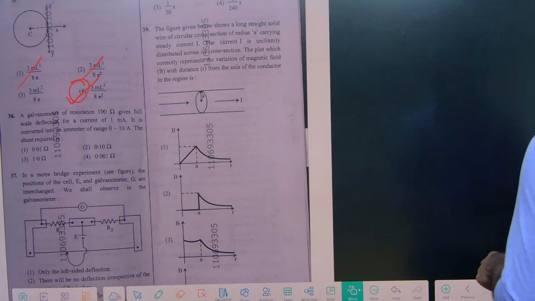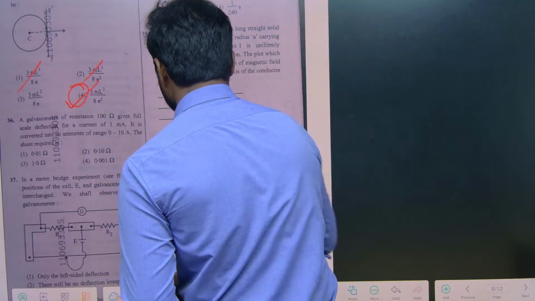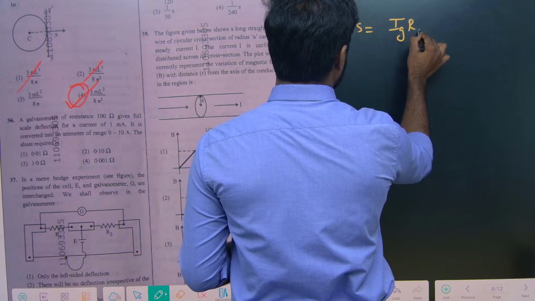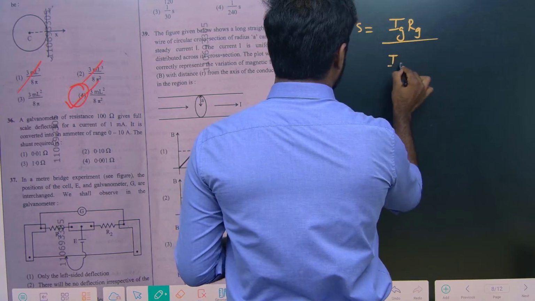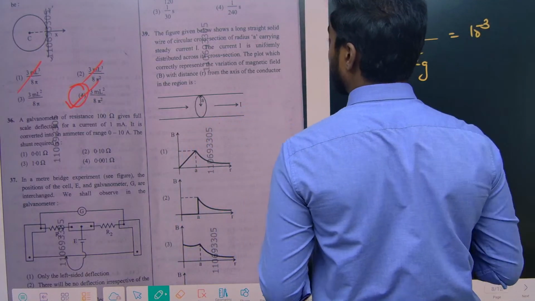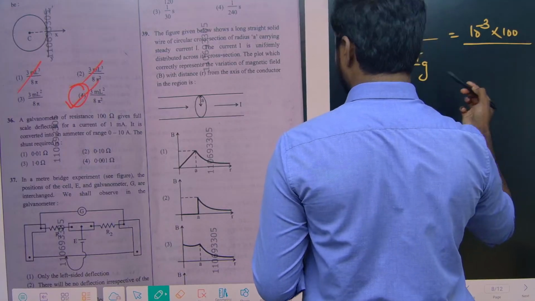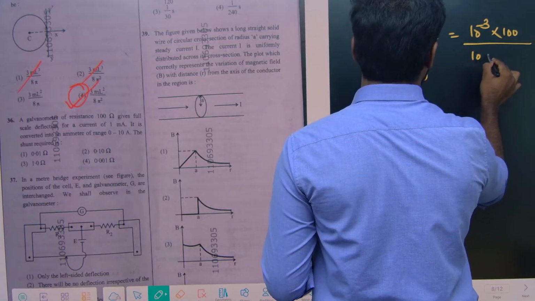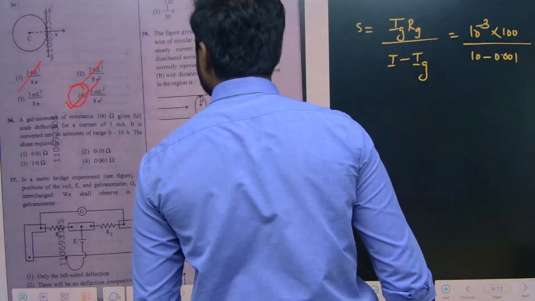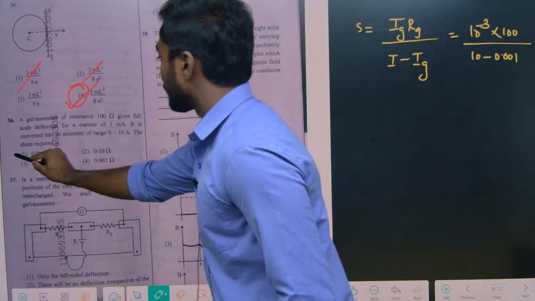So S is equal to the shunt: current of galvanometer into resistance of galvanometer by I minus Ig. So that is 10^-3, milliampere, into resistance, how much, 100, and the current range is 10 minus 0.001. So the final answer will be option 1. Option 1 is the answer.